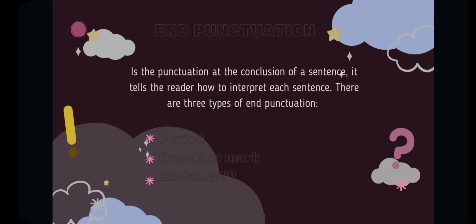To start, we need to know the definition. End punctuation is the punctuation at the conclusion of a sentence. It tells the reader how to interpret each sentence. There are three types of end punctuation: period, question mark, and exclamation point.